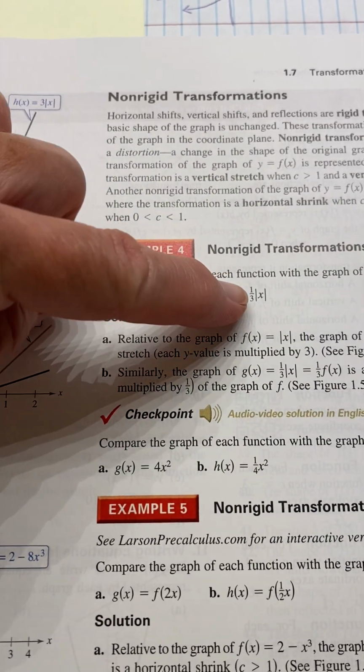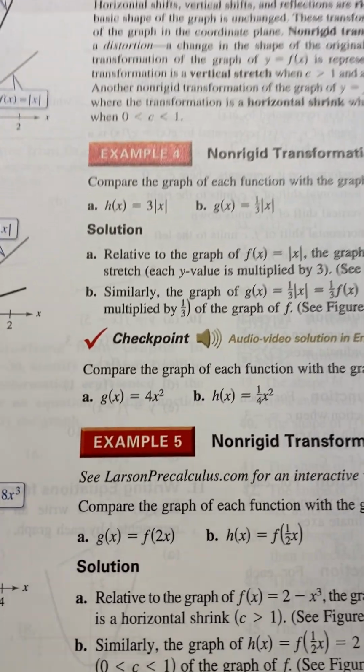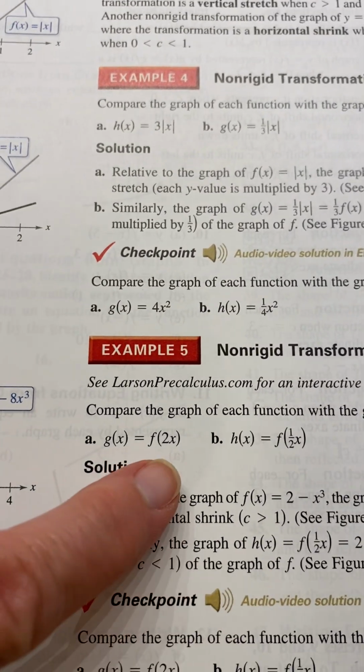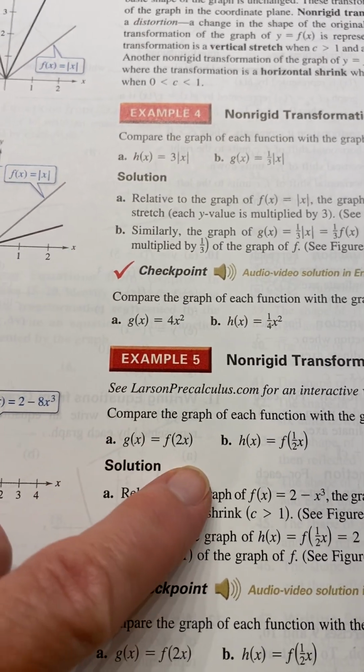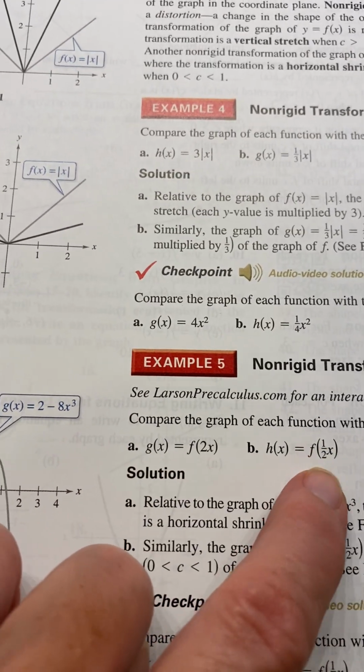So when do we talk about vertical? When the coefficient is outside the grouping. When do we call it horizontal? When the coefficient is inside the grouping. Okay, so I hope that that's a pretty good explanation.